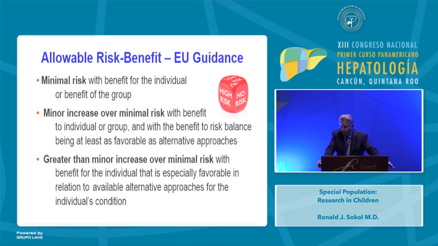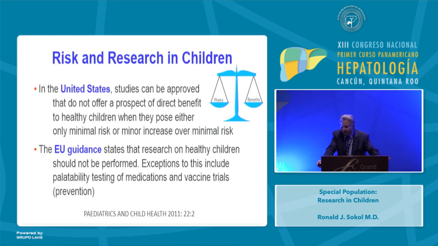A minor increase over minimal risk, again, has to show benefit, and the benefit-risk balance has to be in favor of that particular treatment. And then greater than minor increase over minimal risk has to be especially favorable in relationship to alternatives, or it's not justified for the child with the disease.